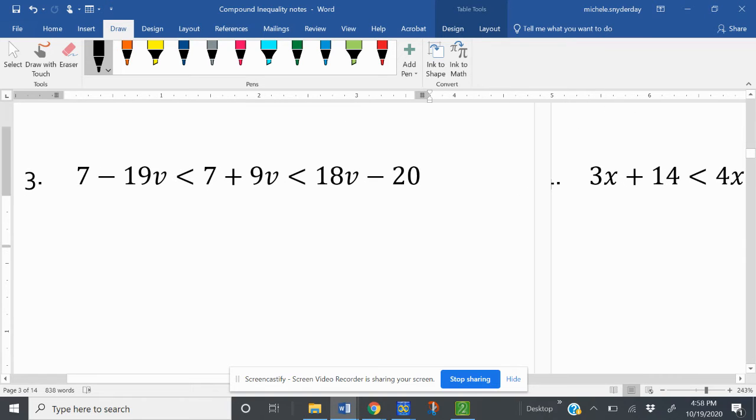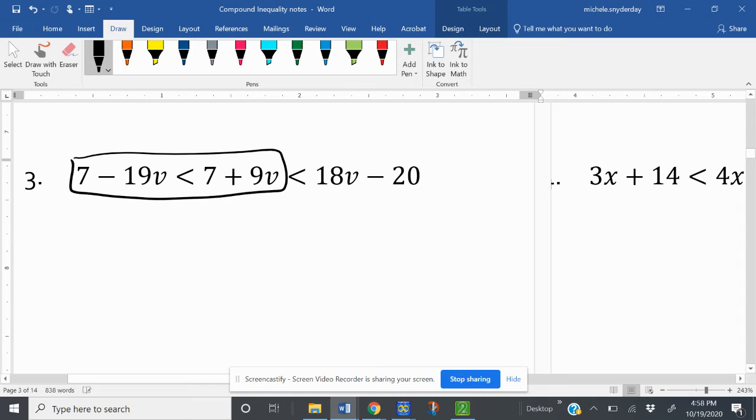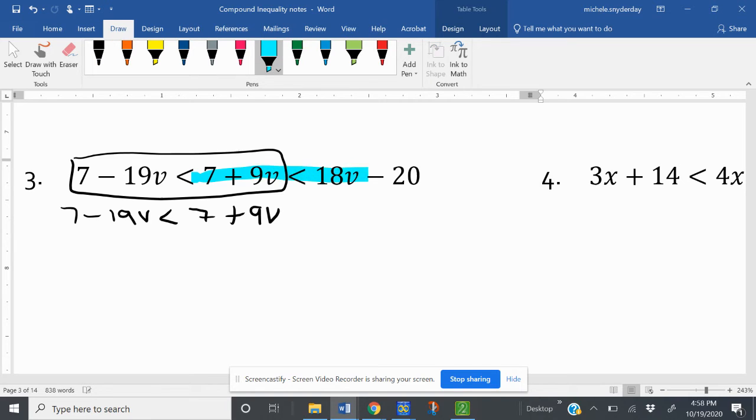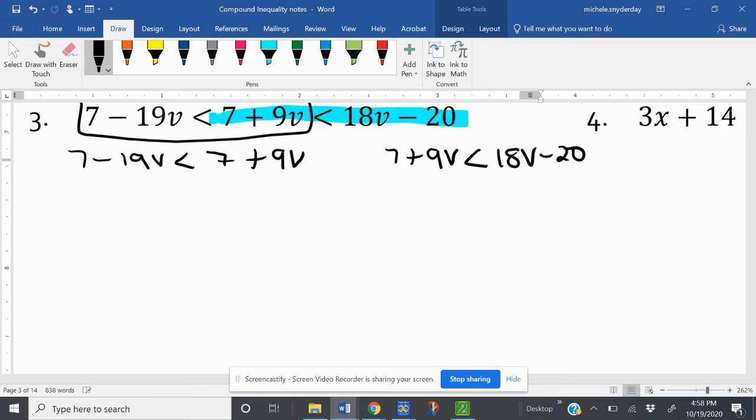So this one's quite lengthy as well. So we'll go ahead and write the first half to solve. 7 minus 19b is less than 7 plus 9b. And then the other half still includes the 7 plus 9b, and it's less than 18b minus 20. So those are our 2 problems that we will be solving.